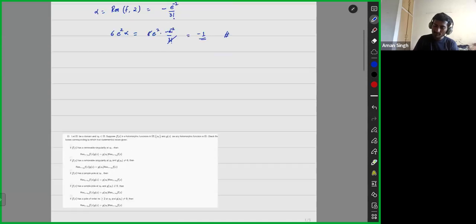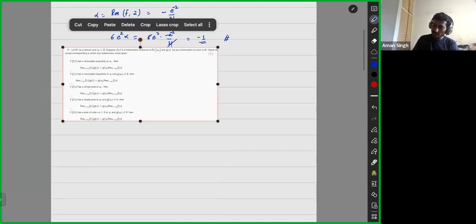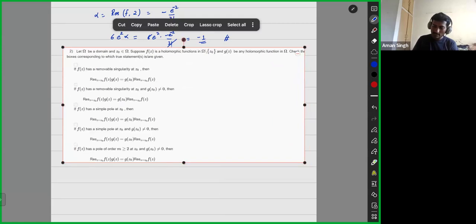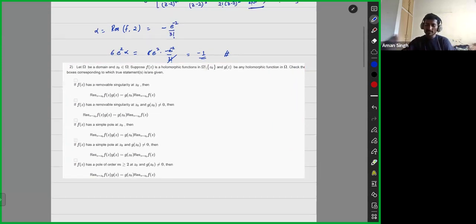Okay, so let's see the second question. Omega is a domain, z naught is one point in the domain, f(z) is a holomorphic function in the deleted neighborhood, meaning not defined at z naught. g(z) is a holomorphic function. Which of the following are true statements? Okay, so if f(z) has a removable singularity at z naught, then something.